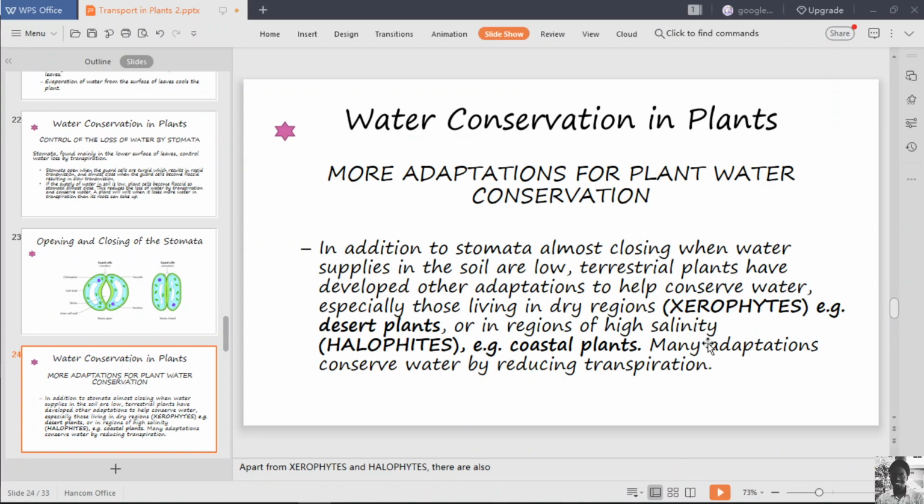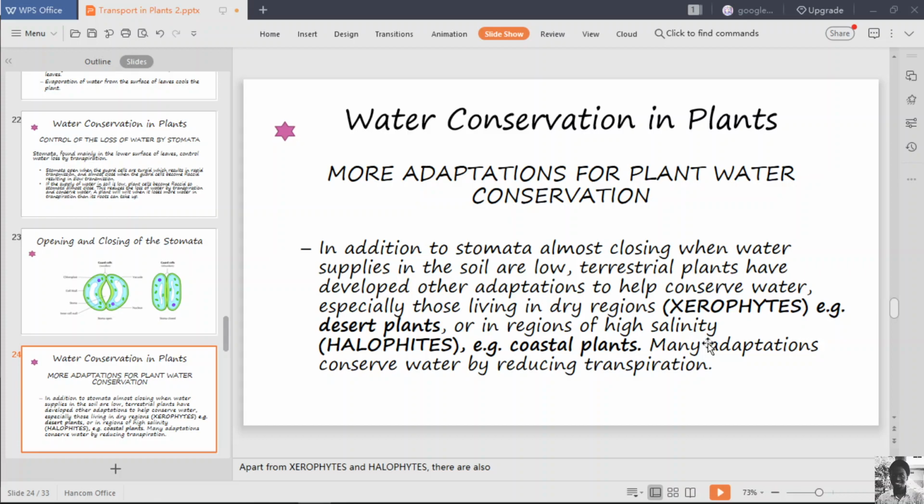Okay, now there are also other adaptations that plants use to conserve water. So in addition to the stomata almost closing when water supplies in the soil are low, terrestrial plants, or plants on land, have developed other adaptations to help them conserve water. Especially those plants living in dry regions and those plants living in regions of high salinity.